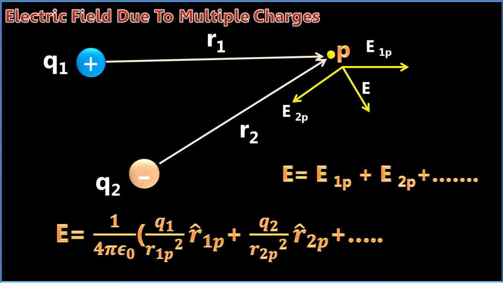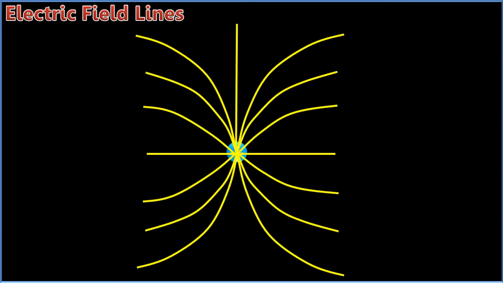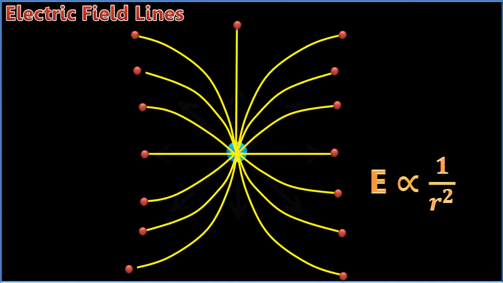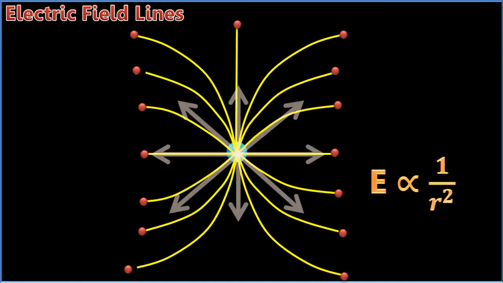E is a vector quantity that varies from one point in space to another point and is determined from the position of source charges. Electric field lines: since electric field varies as the inverse of the square of the distance from the charge, the vector gets shorter as you go away from the origin, and it always points radially outwards.